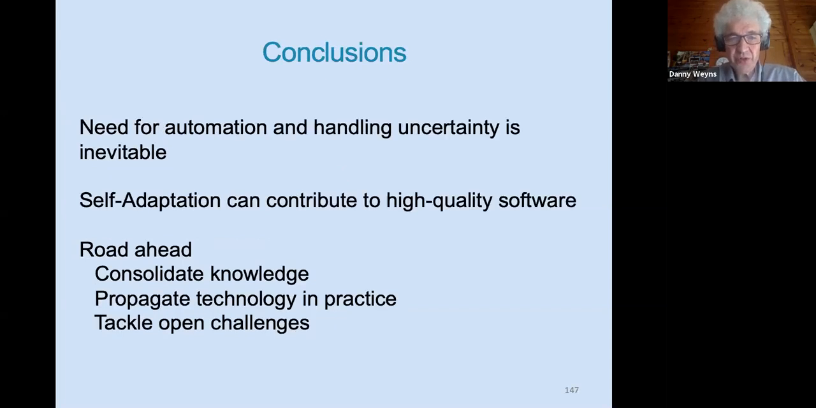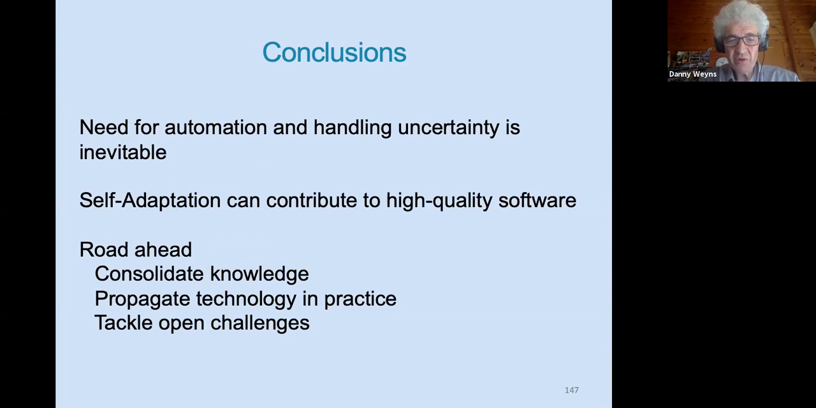So in conclusion, you have seen self-adaptation has to do with automation and handling uncertainty. And I believe that the systems, and I'm not the only one, that we see today and that we will see in the future will need more of this. We need more automation. We need more dealing with complex uncertainties. So self-adaptation aims to contribute under these conditions to high quality software.